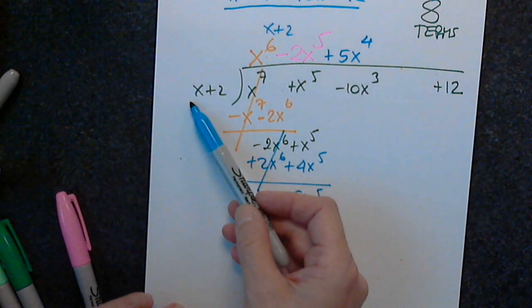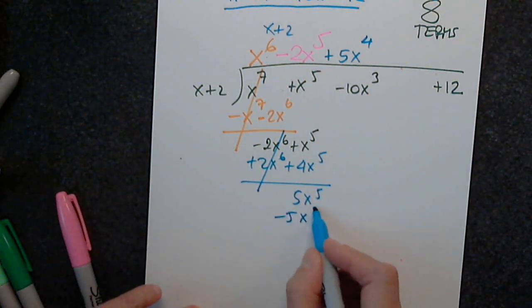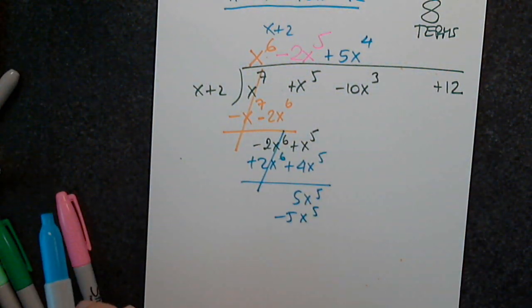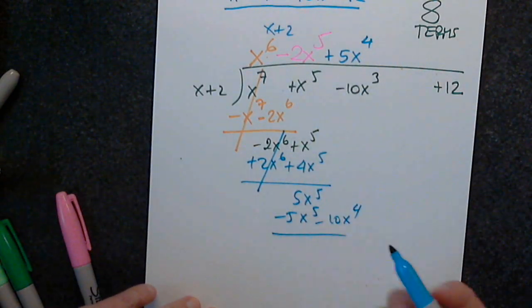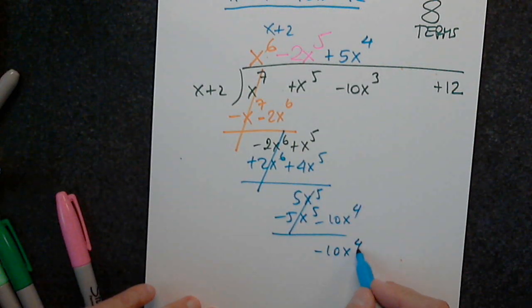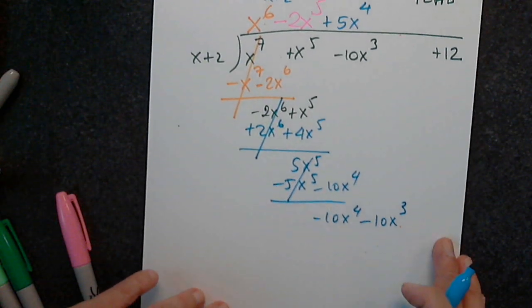5x to the 4th times x. 5x to the 5th minus 5x to the 5th. 5x to the 4th times 2. 10x to the 4th. Negative 10x to the 4th. There is nothing I can do. I cannot combine it with that. So this is gone. Negative 10x to the 4th. I bring down finally negative 10x to the 3rd.